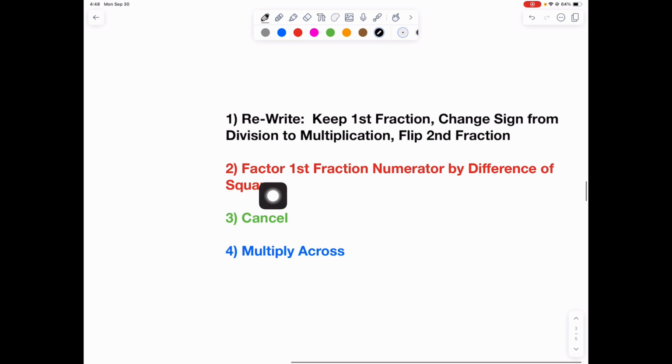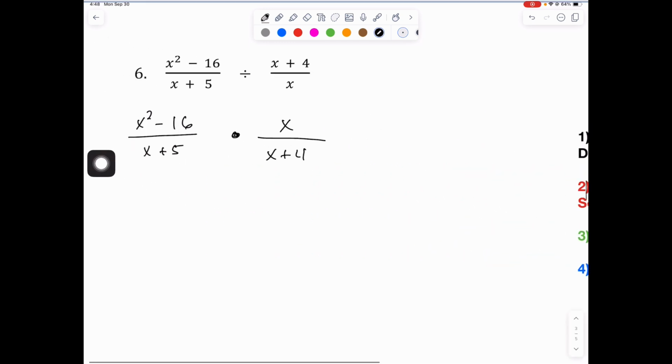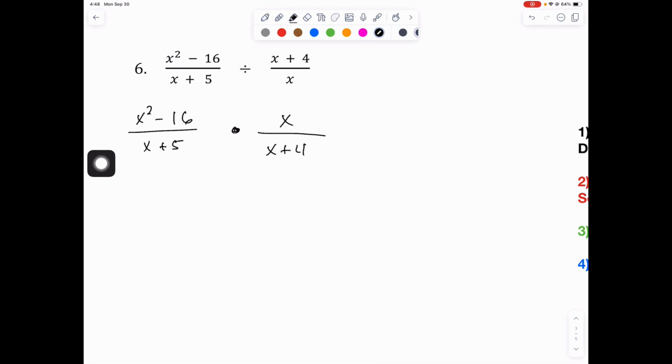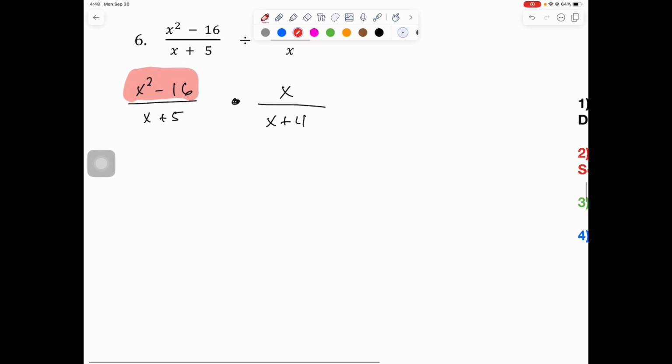All right, so step 2, it says factor the first fraction's numerator by difference of squares. We really only want to be factoring things when we can cancel afterwards, and I'll tell you what, we can definitely cancel after this one. So let's go ahead and take a look at it. And yes, I think your test might ask you to do something similar, so keep an eye out for that difference of squares. I'm just going to show the step we completed here. Let's continue to rewrite things.